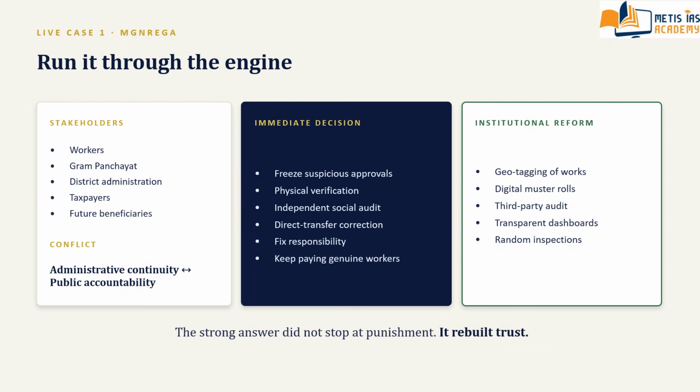Then option 2: ignore the past and continue. The problem is that it normalizes the corruption. That should not happen. So option 3: the dual track approach. What is the dual track approach? Immediate accountability plus system redesign.